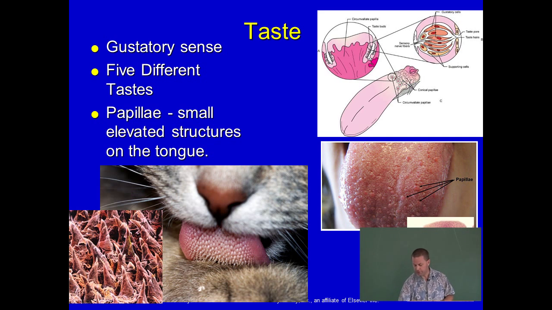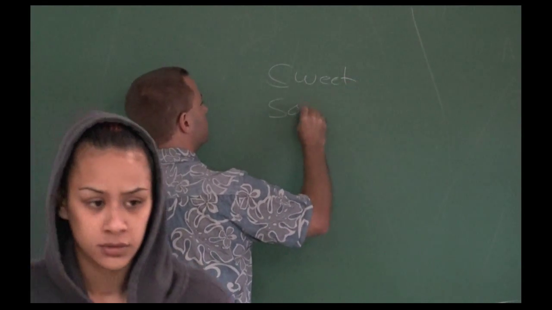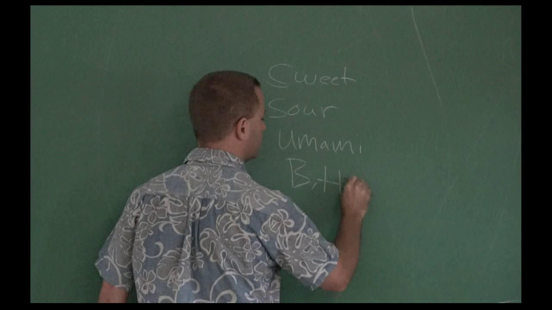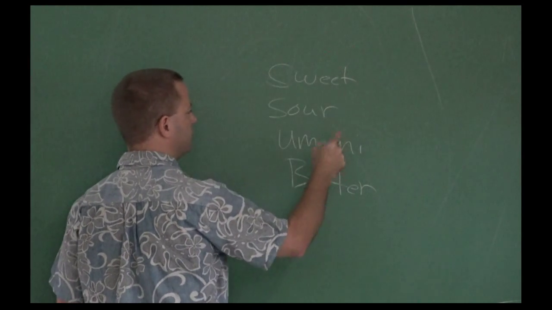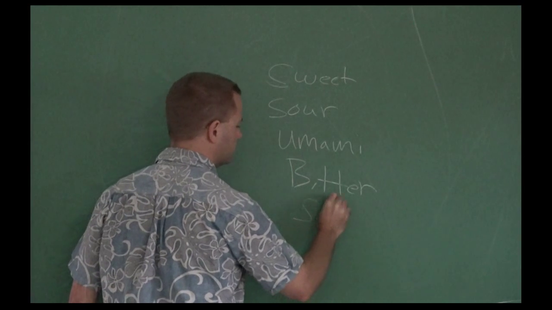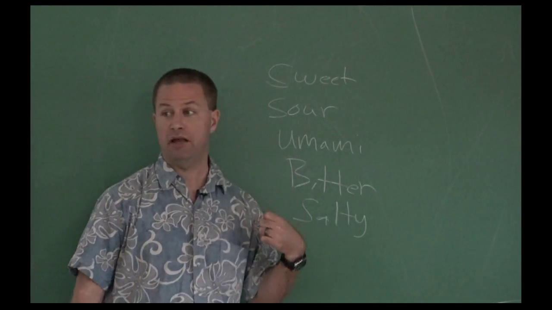But does anybody know the tastes that we have described in humans? The 5 tastes? Sweet, sour, umami, bitter. Savory is umami. What are we missing? Sweet, sour, bitter, salty. So these are the tastes we've been able to detect in humans.